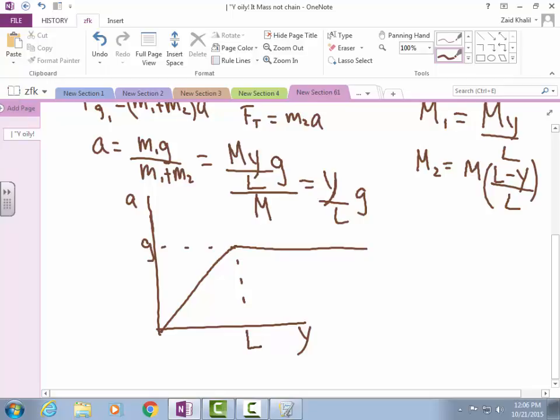But notice that's A versus Y. We haven't dealt with that graph yet, right? What do we generally deal with? A versus T, and V versus T. So what do you think A versus T looks like?